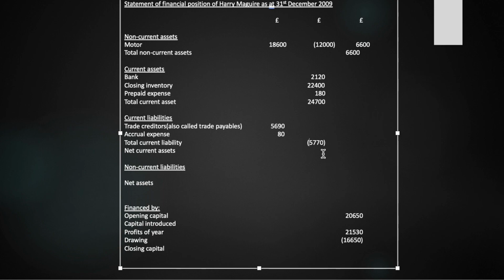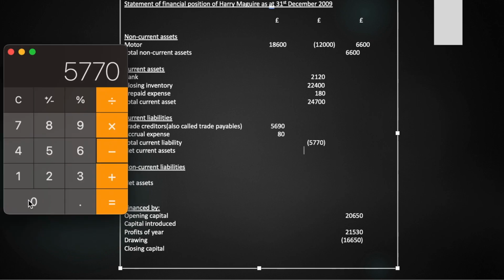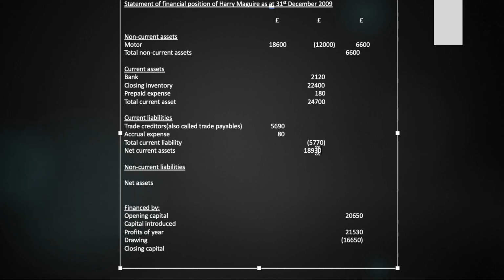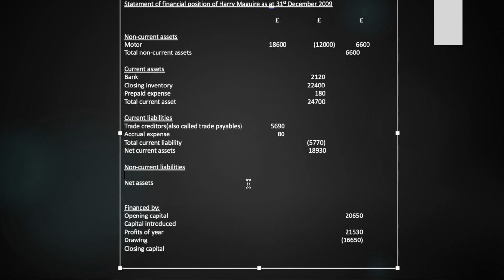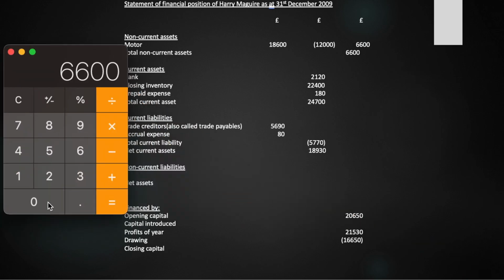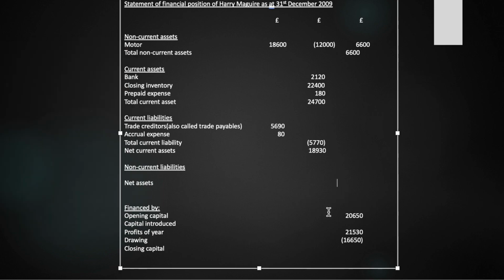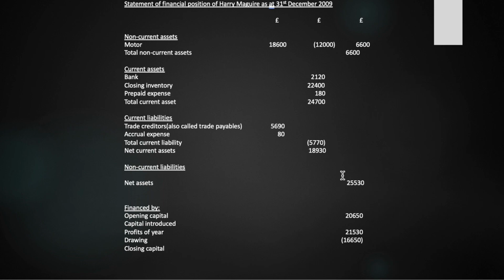And then we do our total current assets minus total current liabilities to give us net current assets, which is 18,930. We don't have any non-current liabilities, so we just leave it like that. To work out our net assets, we do non-current assets plus our net current assets minus any non-current liabilities. However, we don't have any, so that gives us a balance of 25,530.